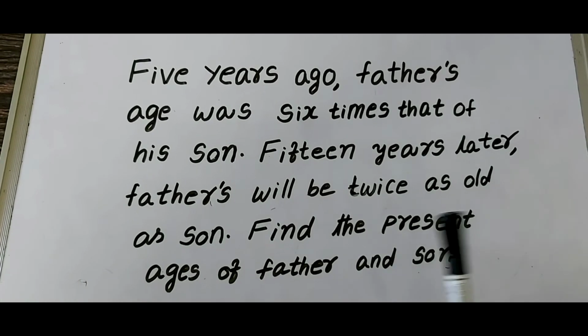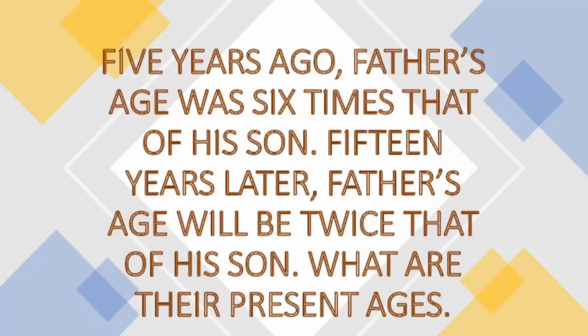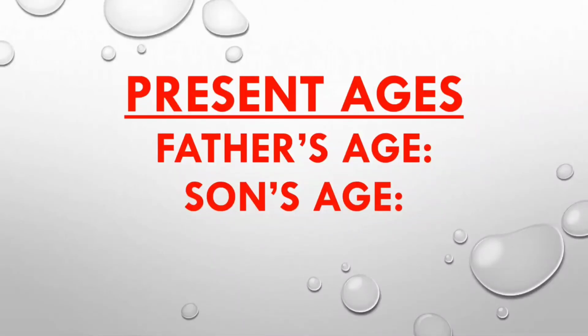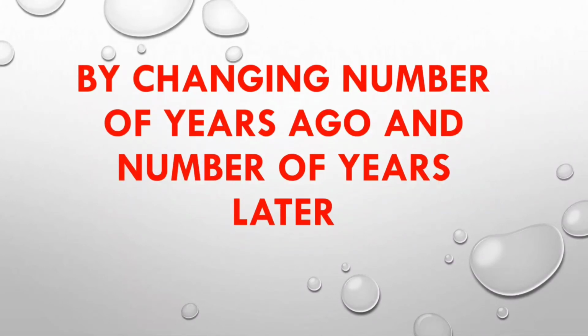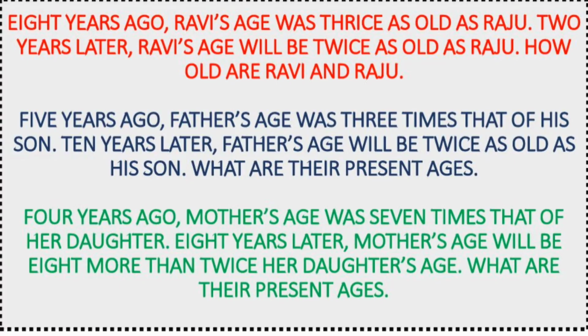Finding the present age of father and son would be the task of the problem. Thus successfully, a new problem has been created. By changing the present ages of father and son, or by changing the number of years ago and later, we can create as many problems as we want. These are the few other problems which I have created.